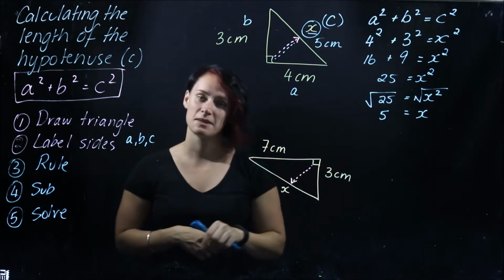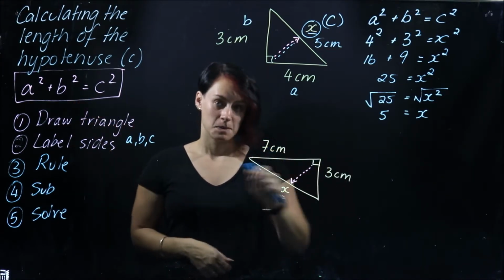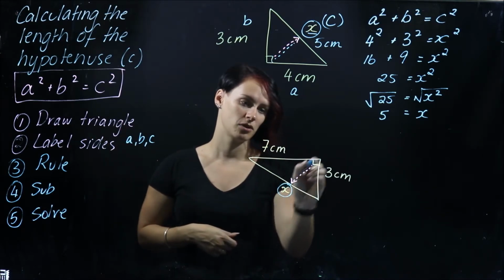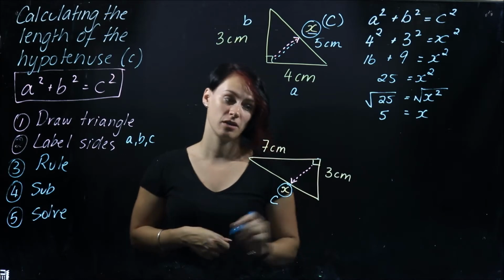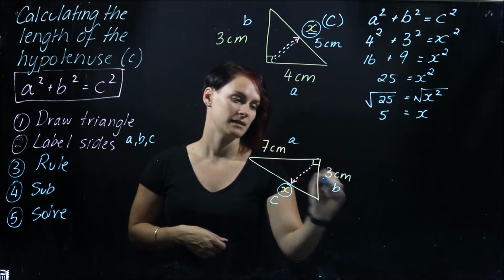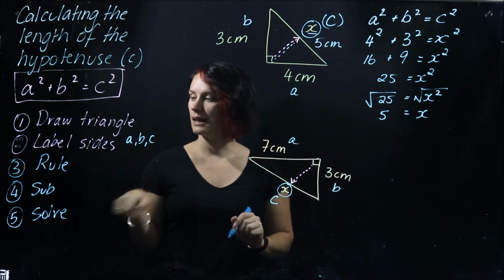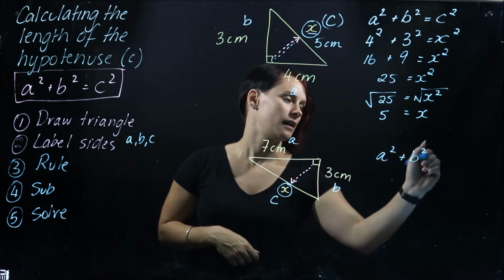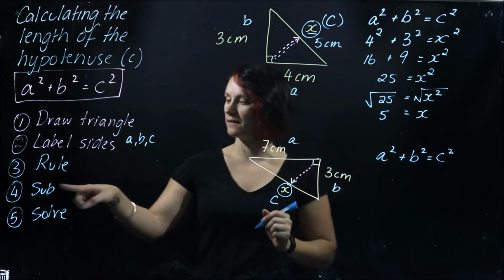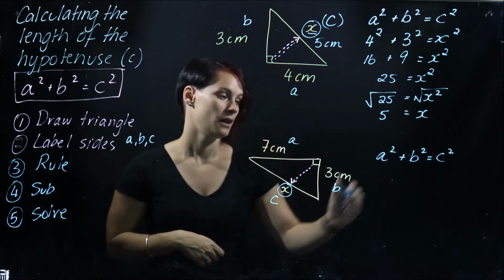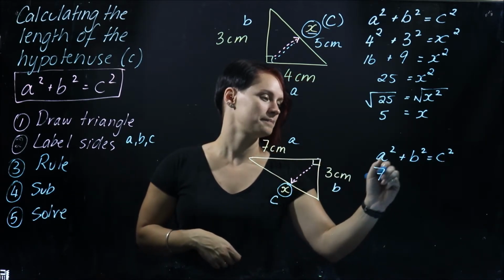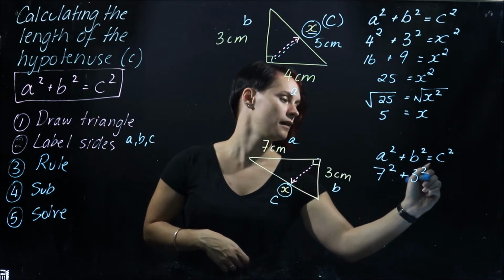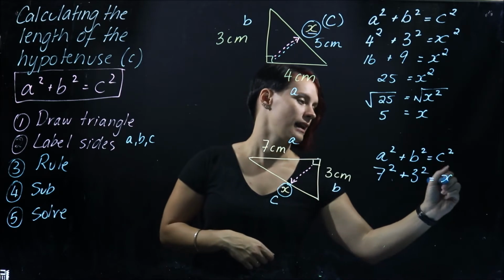Now if we apply the same set of steps to this particular problem, we've drawn our triangle, let's label our sides. Here's our hypotenuse across from the right angle, that's our C value. The other ones are A and B, doesn't matter which way. Drawn our triangle, labeled our sides, let's write our rule down. We are trying to find our C value. Now we have to substitute in our numbers and solve it. So our A value here is 7, our B value here is 3, and our C is still an x.